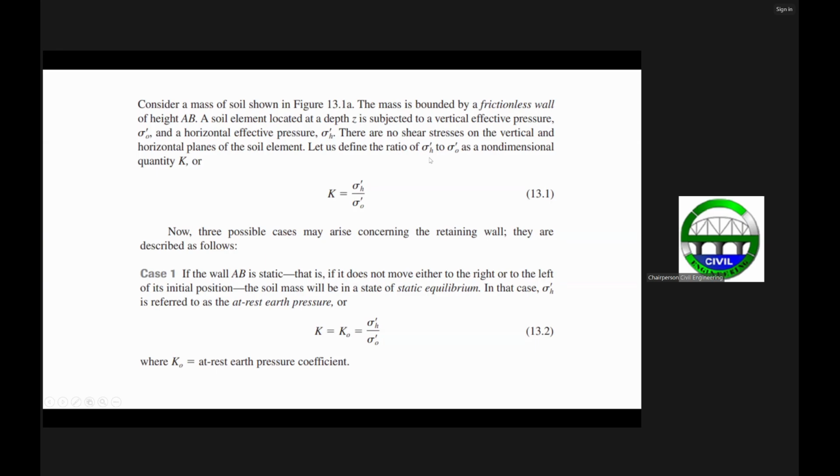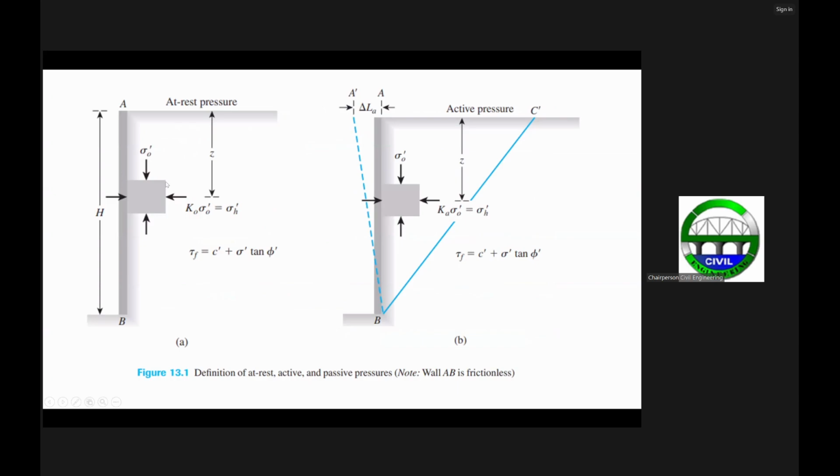So, for the soil element, let us assume that there are no shear stresses. Let us consider that there are no shear stresses on the vertical and the horizontal planes of the soil element. So that means there are no shear stresses on the planes of the soil element. We only have normal stresses perpendicular to the surfaces of the soil element.